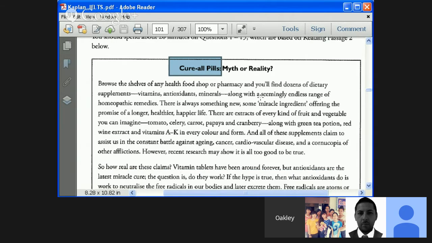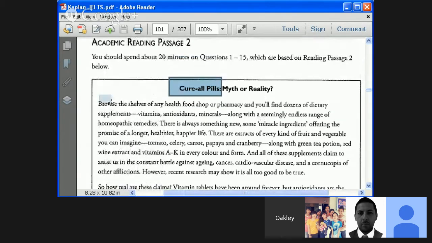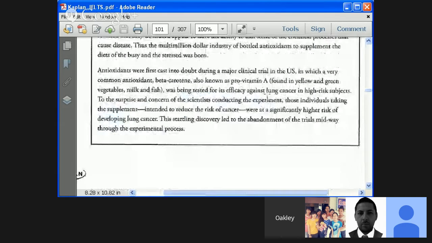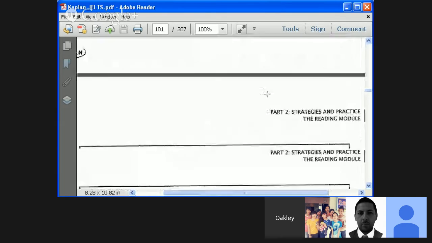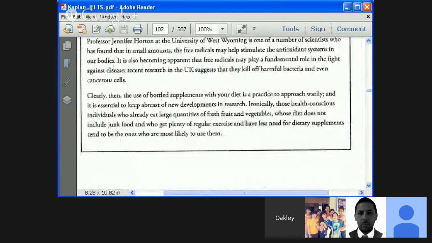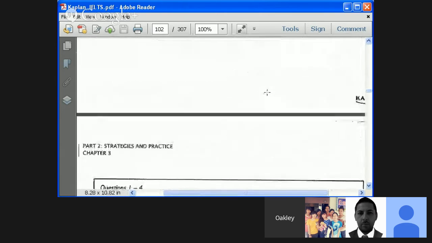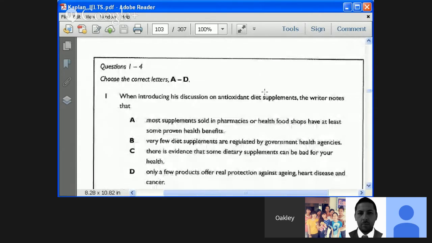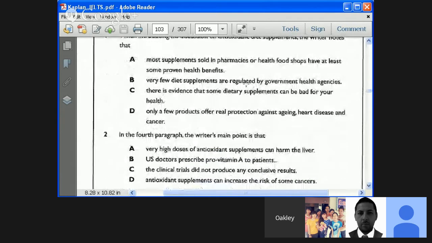First thing I'm going to want to do, however, before I even start looking at this reading material, I'm going to flip through my pages. Again, in the IELTS reading test, it's a paper test. You'll have a reading booklet and an answer sheet, a single piece of paper answer sheet. You can do anything you want to your reading booklet. You can make notes, circle words, whatever you want.